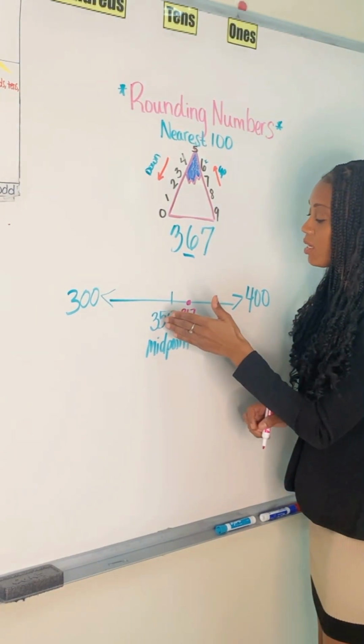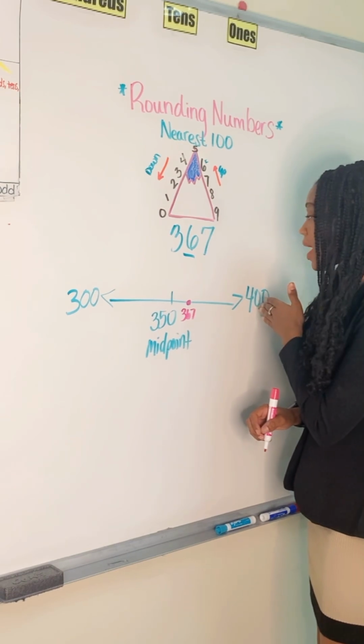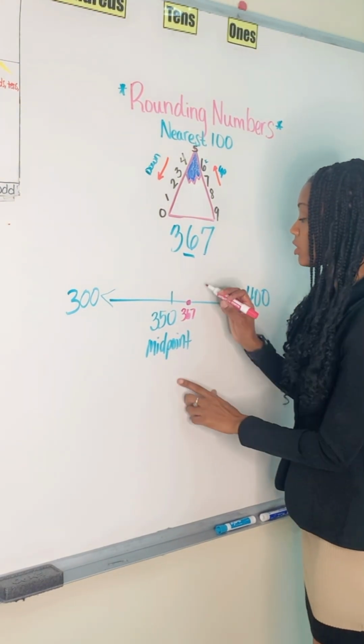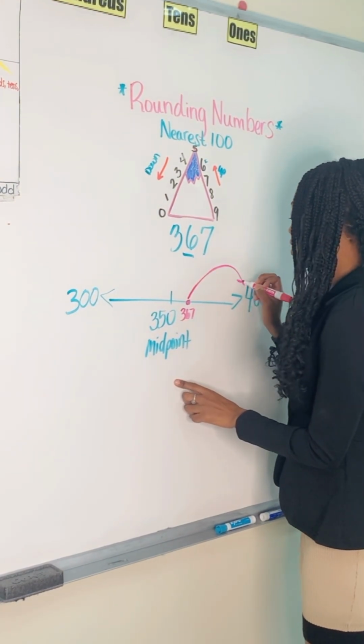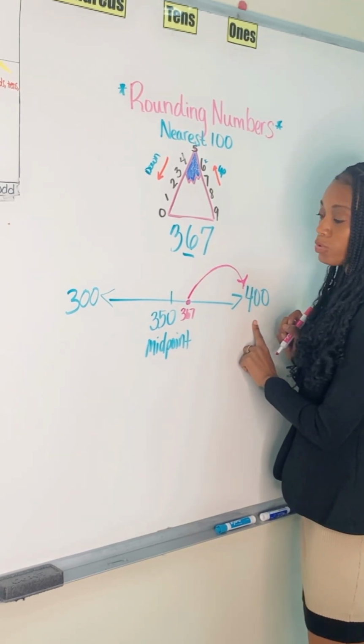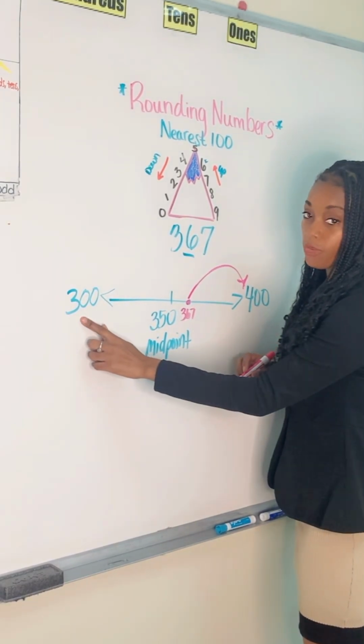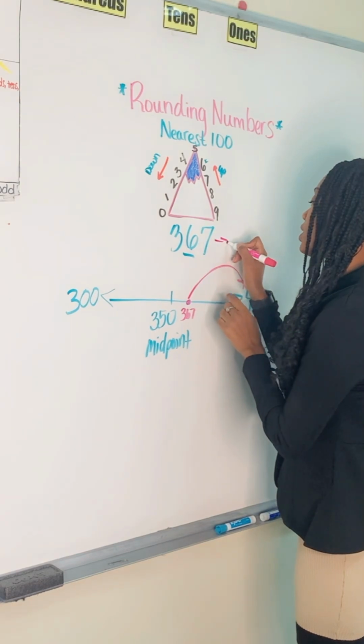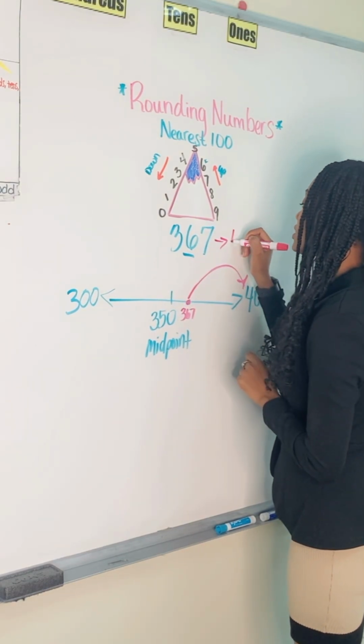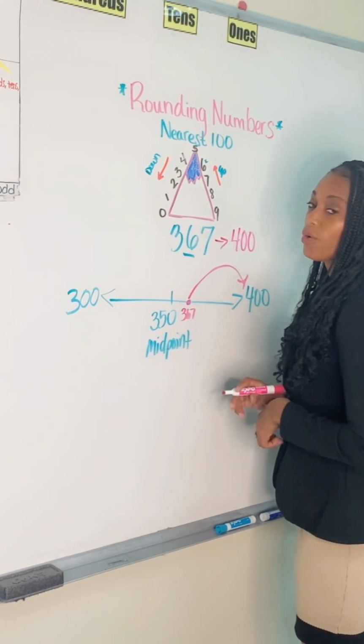As we know, any number past the midpoint on the right side is going to go to the next whole number. So 367 is closer to 400 than it is to 300. So I'm going to put 367 rounded to the nearest hundred is 400.